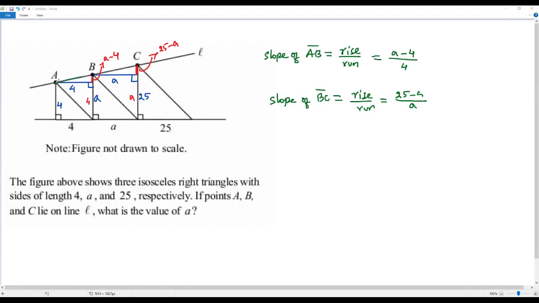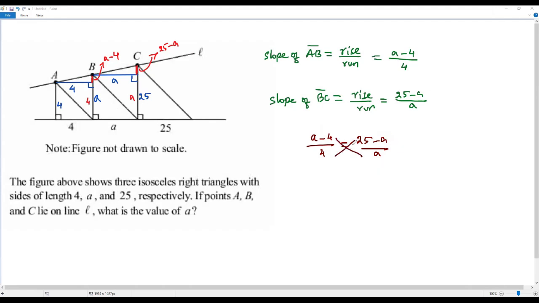Actually, these line segments AB and BC are on the same line L. Since we have these two line segments AB and BC on the same line L, the slope of line segment AB and the slope of line segment BC must be equal. So we can equate them. That is (A minus 4) over 4 equals (25 minus A) over A. Now we have to solve for A in this equation.